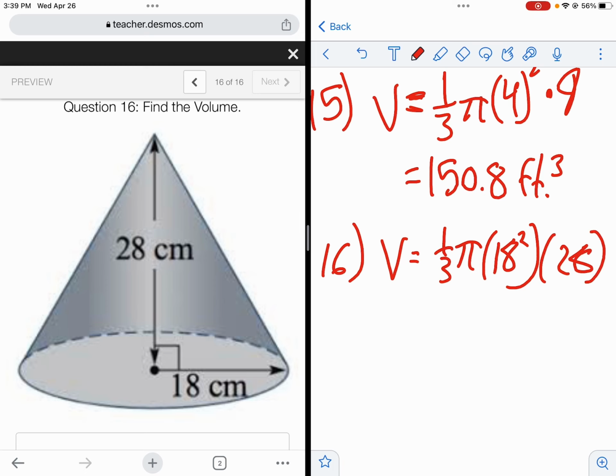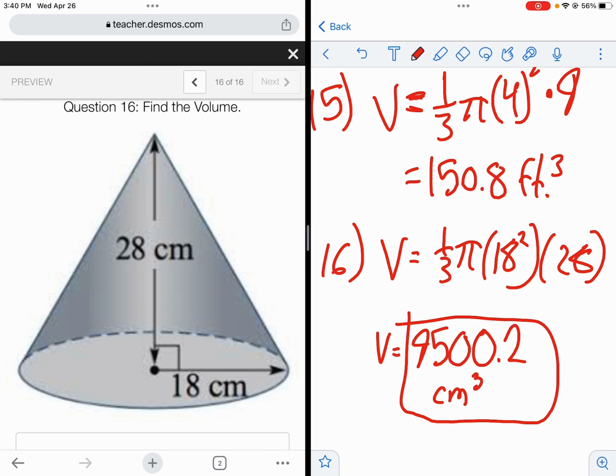Divided by 3 is 9,500.2. That's in centimeters cubed. So hopefully that helps you with the Desmos activity.